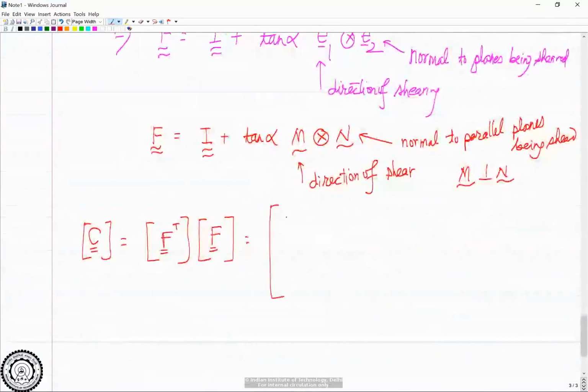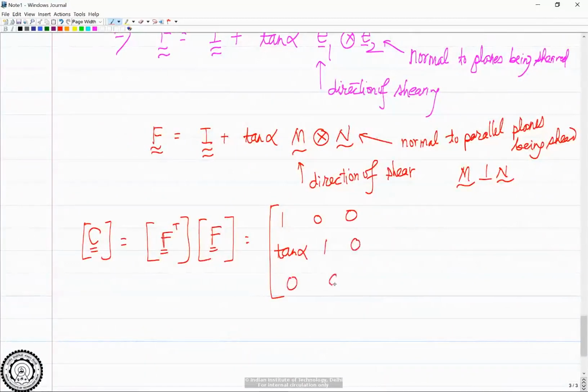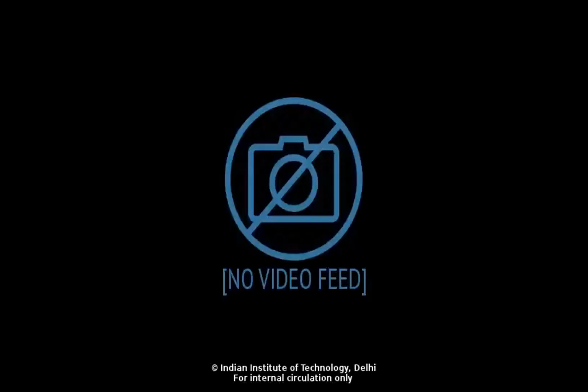So this is going to be [1, 0, 0; 10 alpha, 1, 0; 0, 0, 1] because it is F transpose, into F, which is [1, 10 alpha, 0; 0, 1, 0; 0, 0, 1]. Okay, and then what is this?